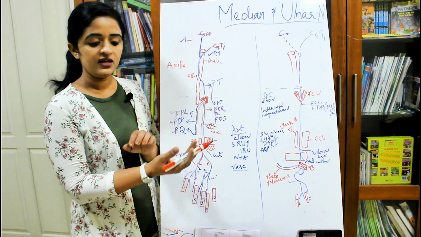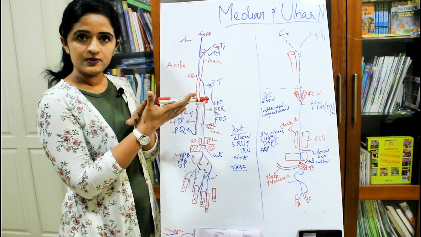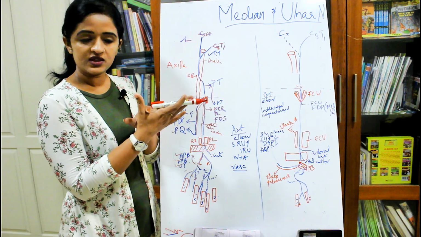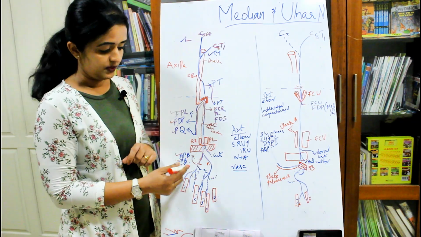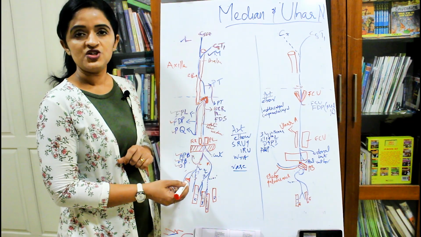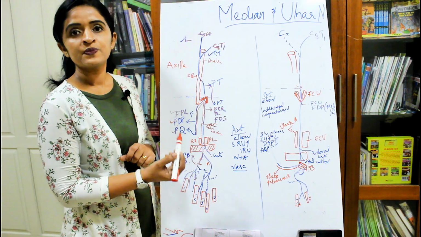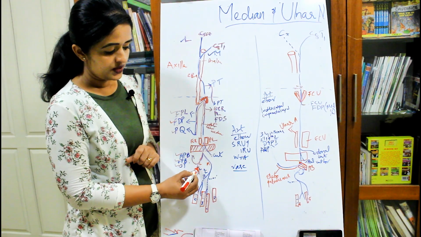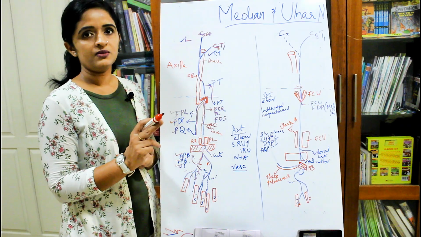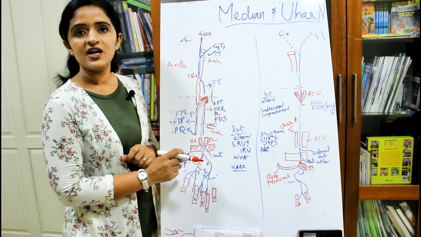So here we can see that there are three proper digital branches arising from the lateral division. And where are they supplying? They are supplying the lateral aspect of the thumb, the medial aspect of the thumb and the lateral aspect of the index finger. That is the supply of the three proper digital branches arising from the lateral division, and it is also supplying the first lumbrical muscle. So the first lumbrical is getting its supply from the lateral division.